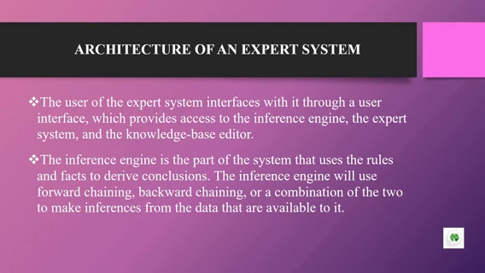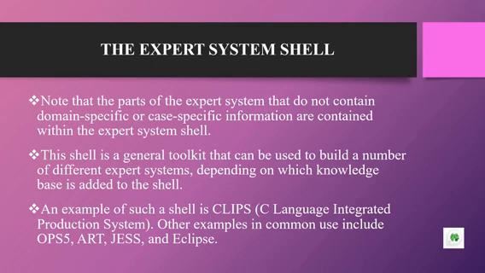The inference engine is the part of the system that uses the rules and the facts to derive the conclusions. The inference engine will use forward chaining, backward chaining, or a combination of the two to make inferences from the data that are available to it. That means the inference engine will use forward and backward chaining, or a combination of them, to make inferences with the user interface and the data. The inference engine works with the rules, and the rules give the facts to derive the conclusions. And the second thing is the expert system shell.